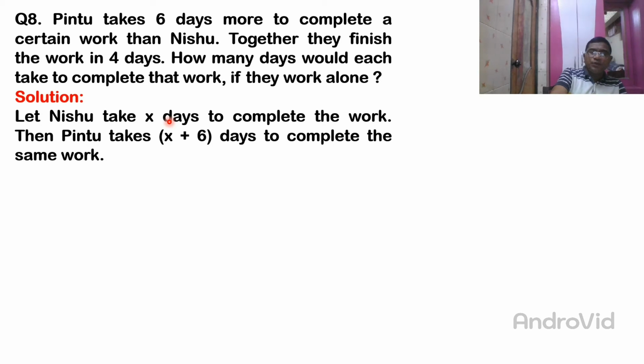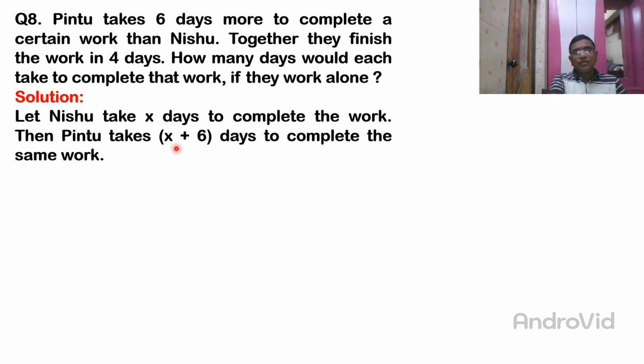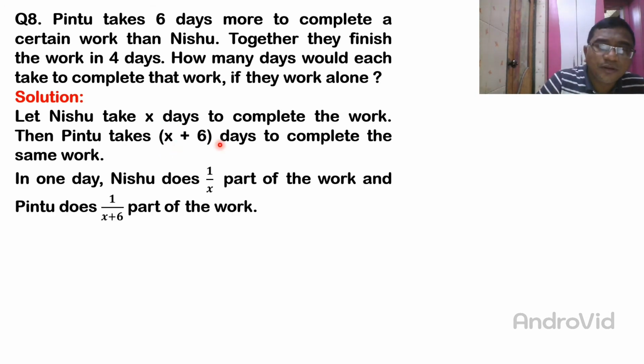So Pintu requires 6 days more than Nishu. Nishu can work in x days, so Pintu takes x plus 6. Then one day's work of Nishu is 1 upon x, because he does the whole work in x days. So 1 upon x is the part done in 1 day.